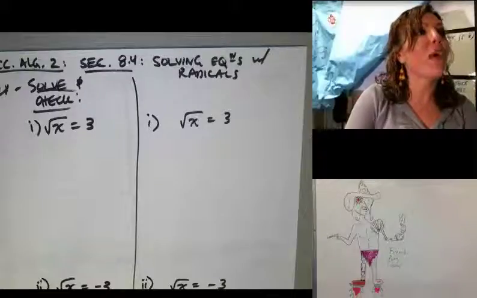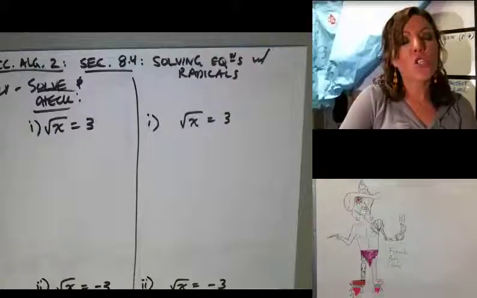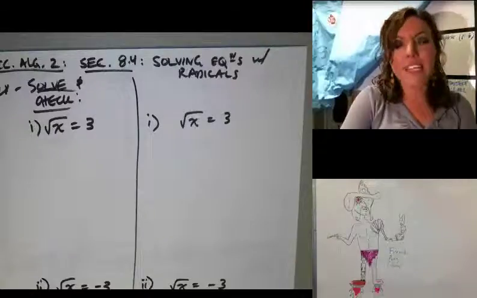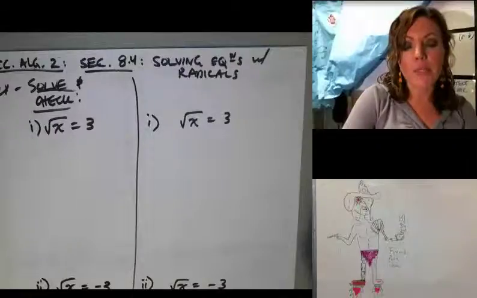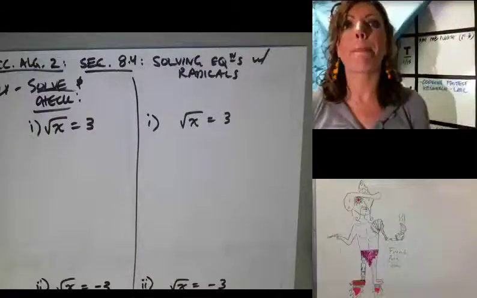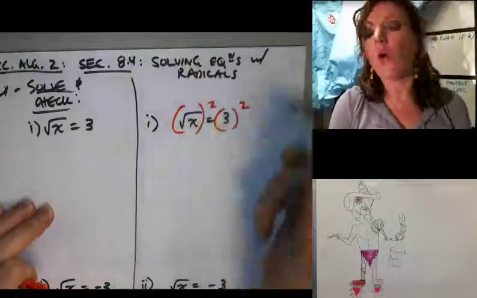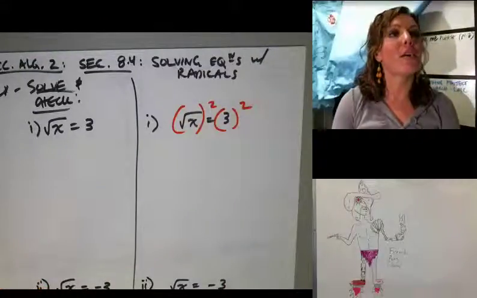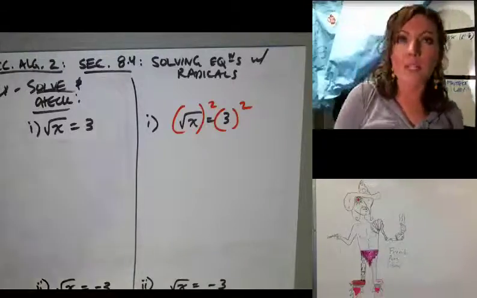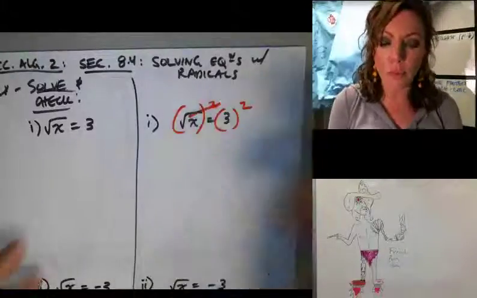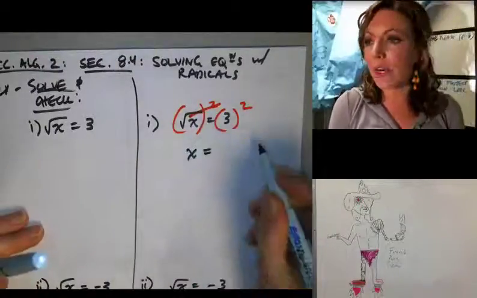All right, here we go. Today we are solving equations with radicals. So, this is actually really easy. You guys tell me, what is the opposite of square rooting something? Squaring. So, as with everything in algebra, whatever you do to one side, you have to do to the other. So if we square one side, we have to square the other. Squared and square root cancel each other out over here. X equals, what is 3 squared?